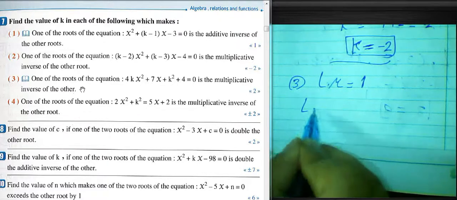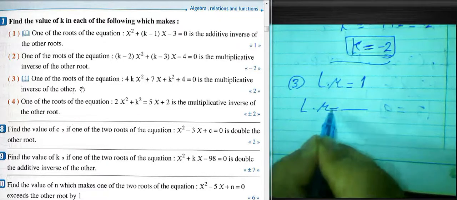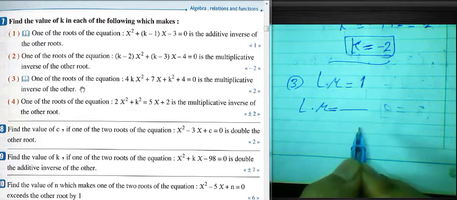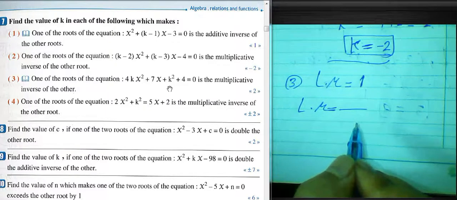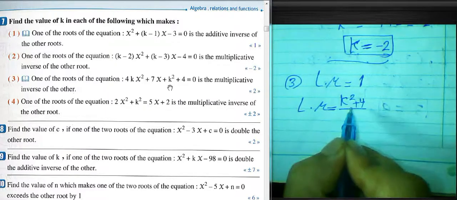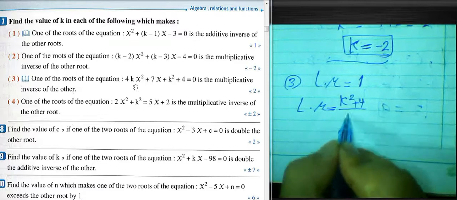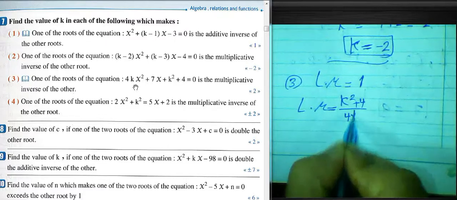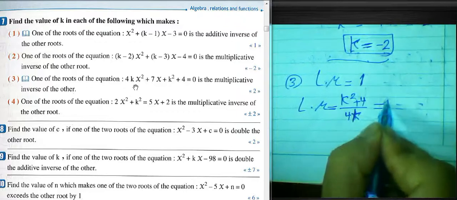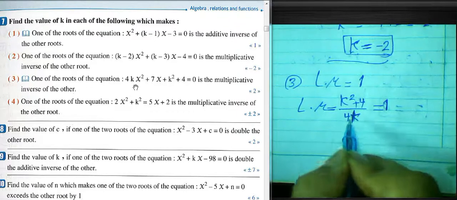L multiply M, we find by dividing the constant number by the coefficient of x power 2. The constant number is k power 2 plus 4, over 4k. 4k is the coefficient of x power 2. So the result will be 1, and you must solve it by the equation.